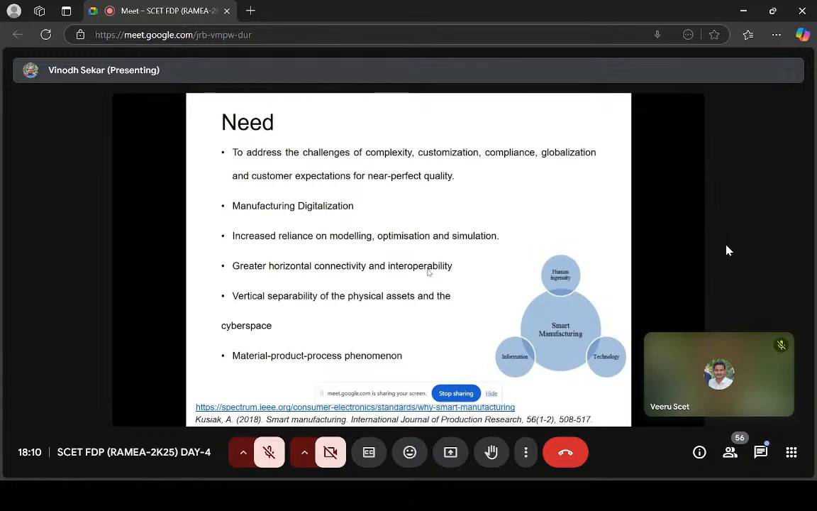So the three building blocks of smart manufacturing we look at include information technology and human ingenuity, or the human intellectual ability, which is very essential.